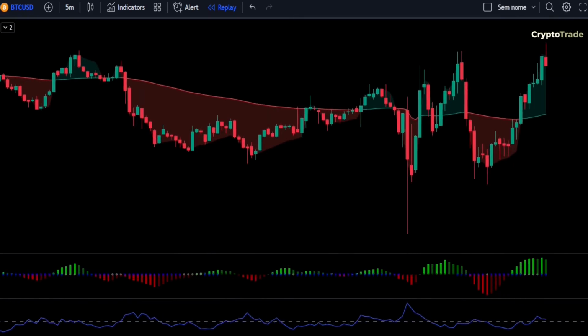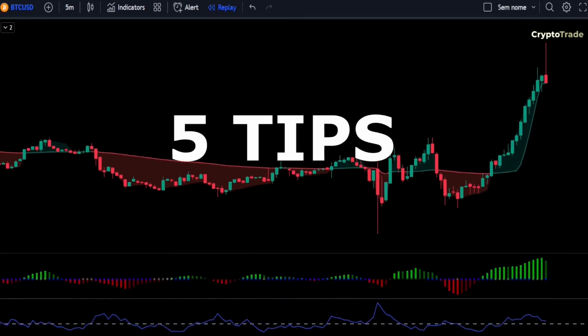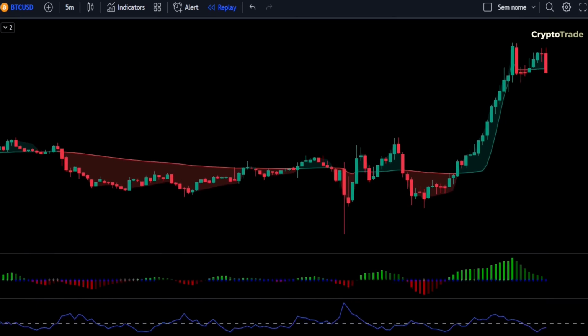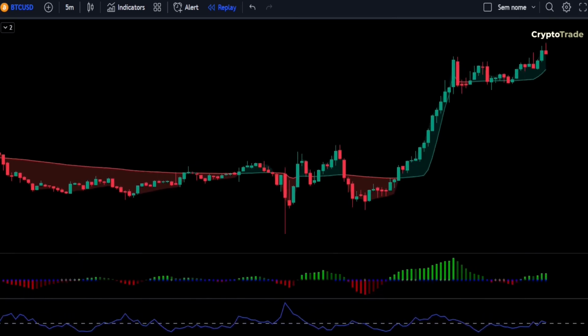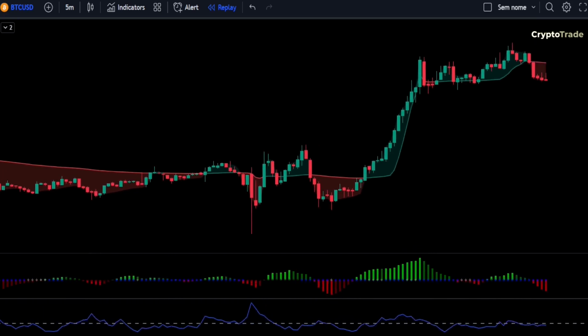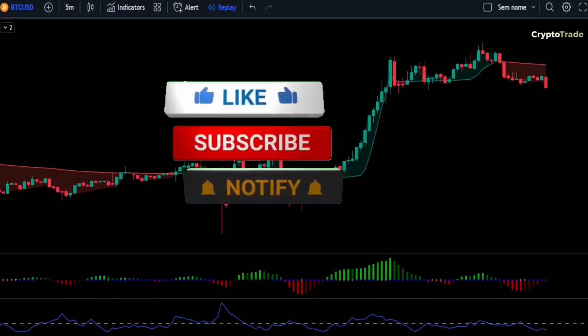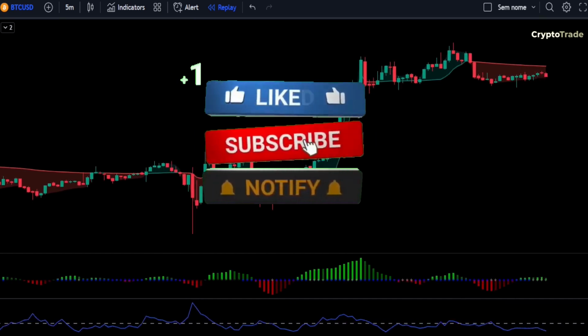Can your trading account survive a market crash? Here are 5 quick tips to keep in mind. First, don't panic. Sure, it can be unnerving to see market heat maps all flashing red, so you gotta remind yourself to keep a cool head and focus your energy on looking for profit opportunities.